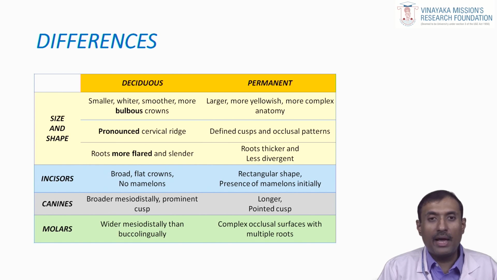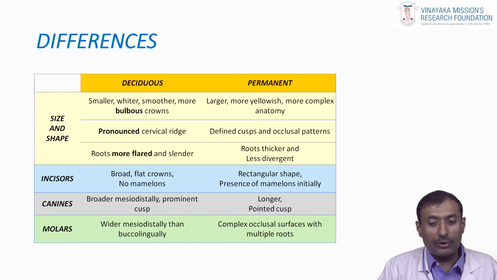The purpose of this is that we have the subsequent permanent tooth bud which is forming in between these roots. So therefore, the multi-rooted teeth are usually flared, therefore providing space for the permanent tooth buds. Now coming to specifics of incisors, they are more broad, the crowns are more flat, and there are no mamelons. In case of canines, they are broader mesiodistally, and they have a prominent cusp tip. In case of molars, they are wider mesiodistally than buccolingually. What we must understand is that we see a mesiodistal discrepancy when compared to permanent teeth. The reason being that this provides more space for the permanent tooth to erupt.